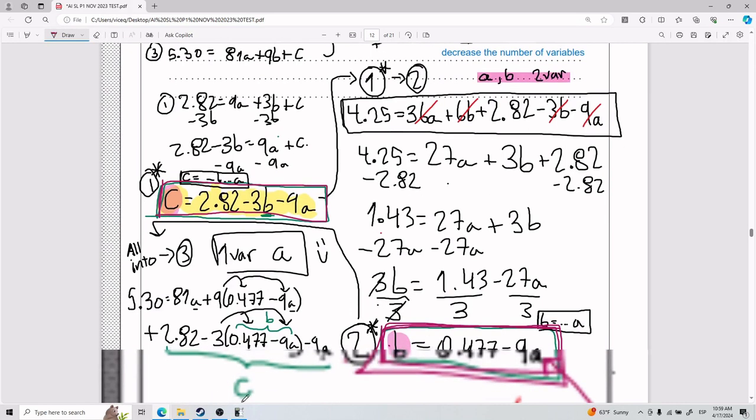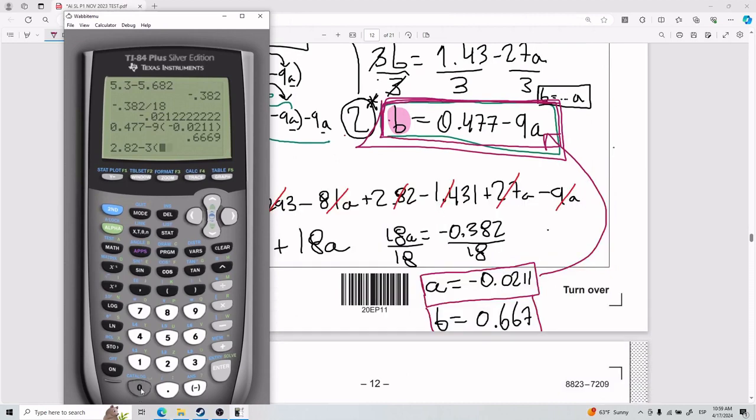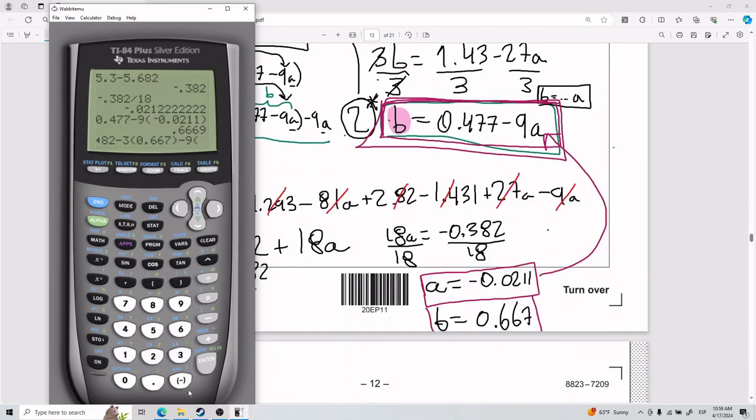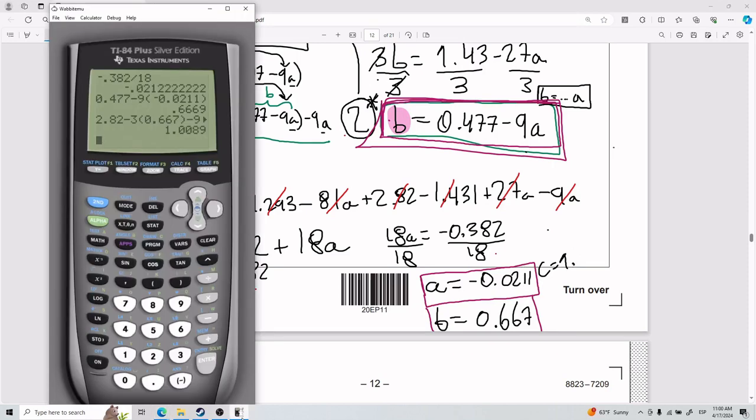Okay? So if you plug it into this one here, you're going to say that 2.82 minus 3B, and we know that B is 0.667, right? Minus 9A, and we know that A is negative 0.0211. You end up with a value of C of 1.0089. So C equals 1.0089.